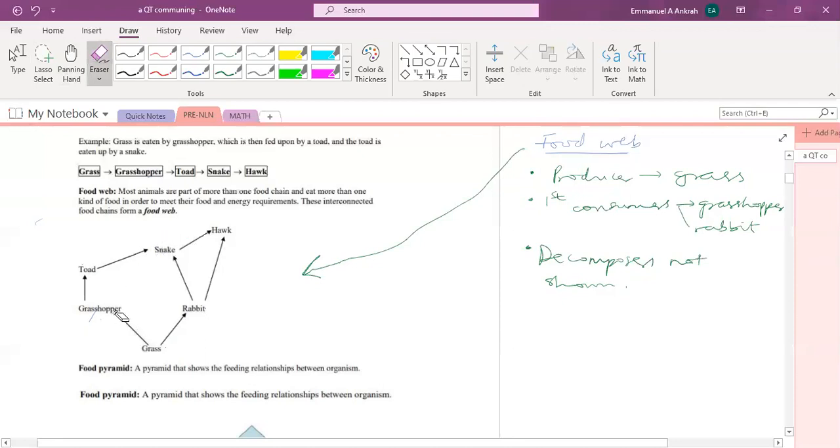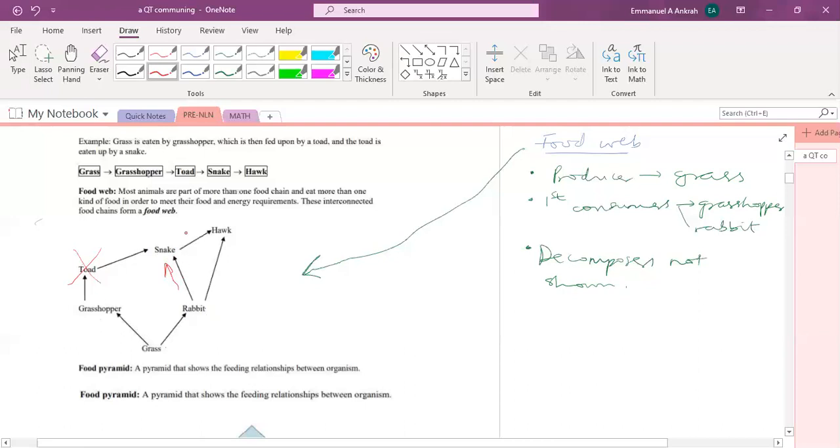Now let's look at a different option here. Let's say the toad population goes down. What's going to happen to the snake population? Let's look at this carefully. Even though the toad population is down, the snake still has an option. It can get food from the rabbit. Because it has an alternate source of food, the snake population is unlikely to go down. We cannot say that it's going to go down, because it still has some food from the rabbit.